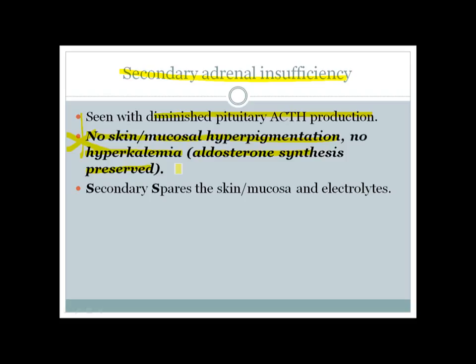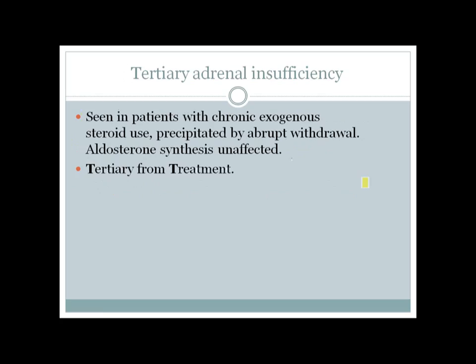So as you have a deficiency of ACTH, it will mainly affect the secretion of cortisol, and it will not have any effect on synthesis of aldosterone. That's why the patient will not have any hyperkalemia, and there will be no hyperpigmentation, because you only have an increased synthesis of ACTH, maybe an ACTH-secreting adenoma from the pituitary gland, but you are not having an increase in MSH. So if MSH is not increased, you will not have any hyperpigmentation. You can remember by that, secondary spares the skin and electrolytes like potassium.